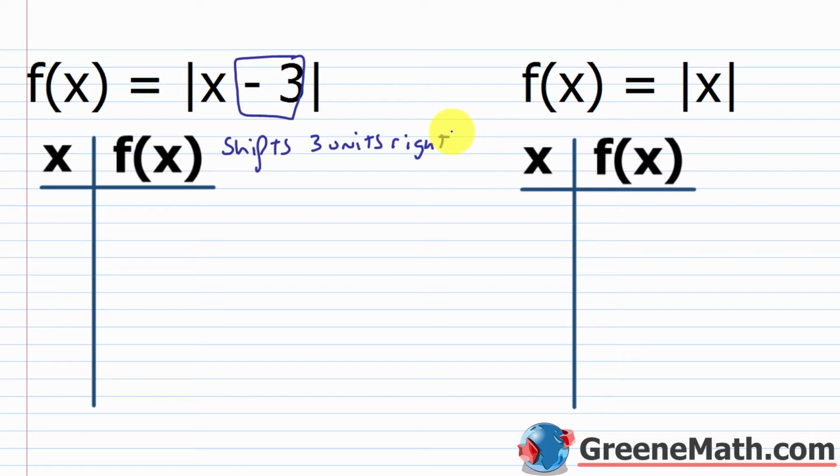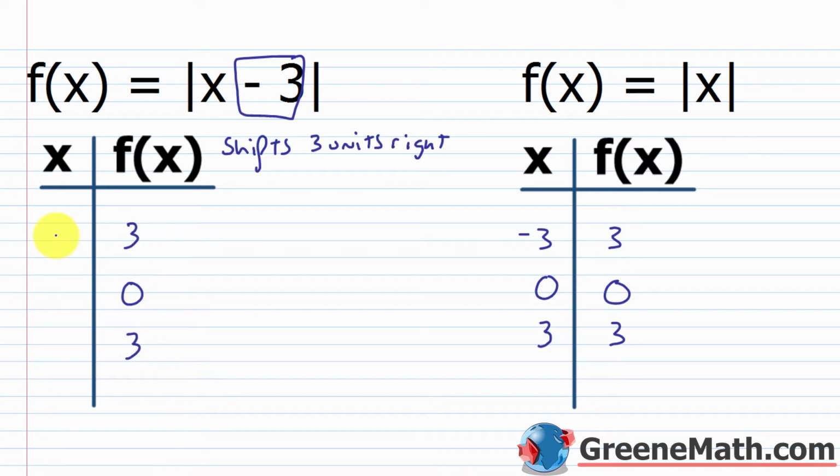So let me show you with the t-table. Let's say in the original function, I choose an x value of negative 3, I choose an x value of 0, and I choose an x value of positive 3. So the y value here would be 3, the y value here would be 0, and the y value here would be 3. How can I get the same y values over here? Let's just choose them already. So we're going to say 3, 0, and 3 is what we want.